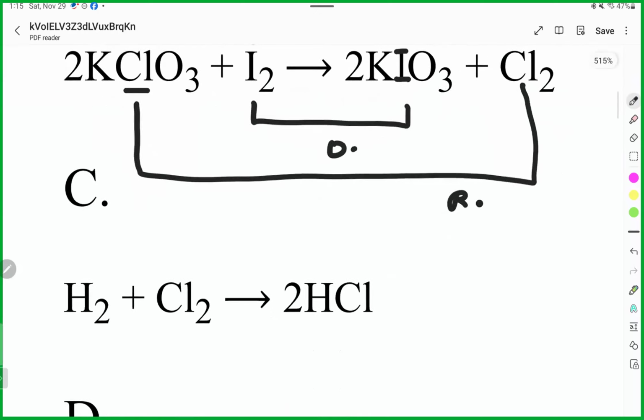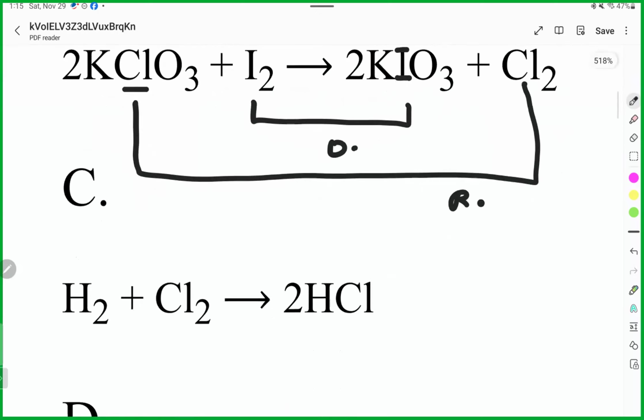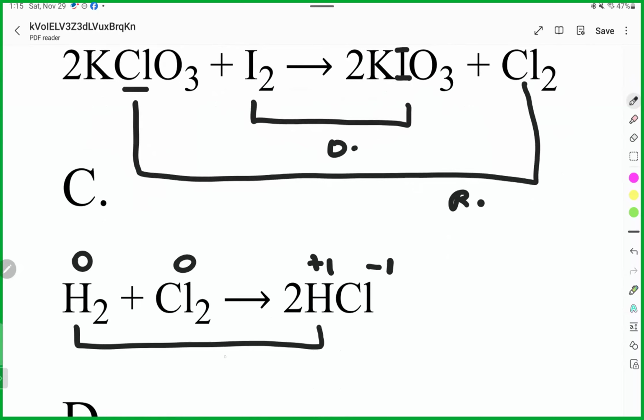Anvita, third. Here it is 0. Anvita, fast. Yeah, sir. Oxidation. Yes. Reduction. Okay.